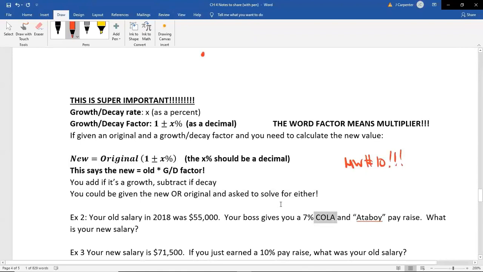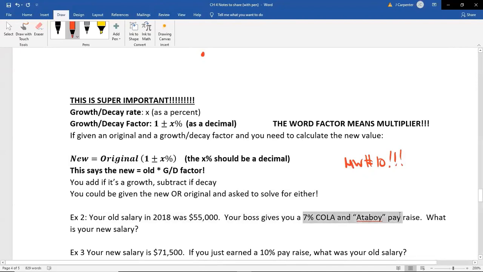But your boss gives you a 7% COLA and an attaboy pay raise. Attaboy, this is just me having fun. What's attaboy sound like? Good job. You did good, so we're going to give you more money for doing a good job. If you're a state employee, well, I should say if you're a state teacher, you'll never see one of those in your life.